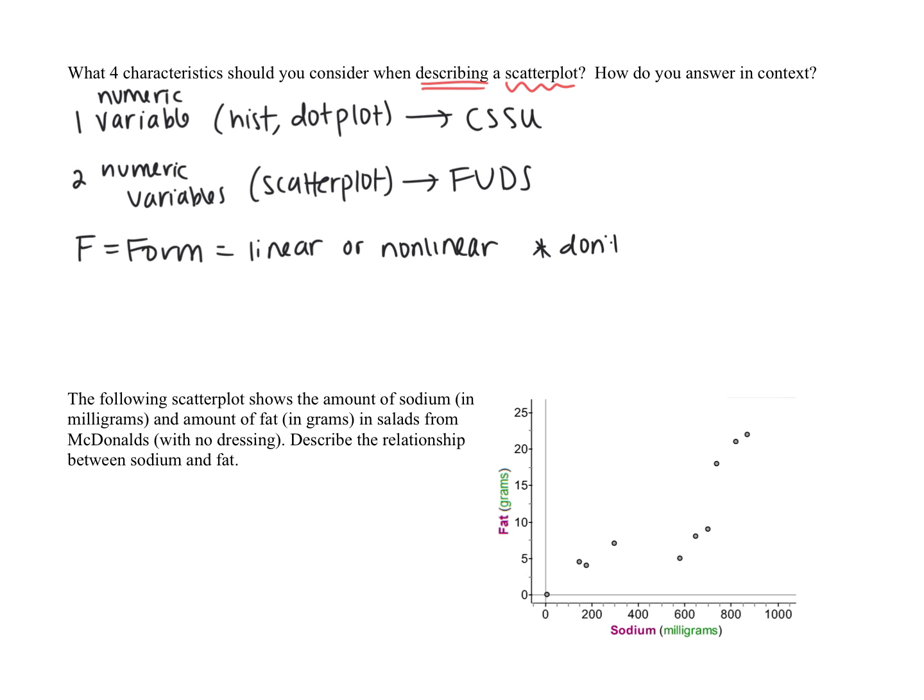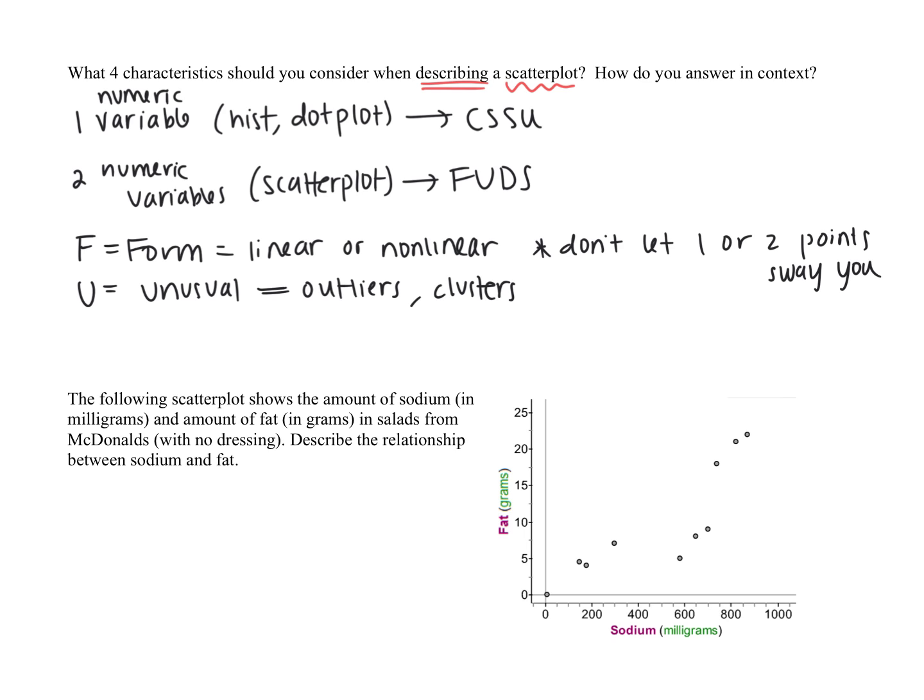Don't let 1 or 2 points sway you. So you're looking at all of the points as a whole. You should be able to guess, what is unusual? Okay, what could be unusual? Maybe there are outliers. There's no rule. You're just going to do it visually. There might be clusters. That clusters one, something that might be interesting or that is interesting.